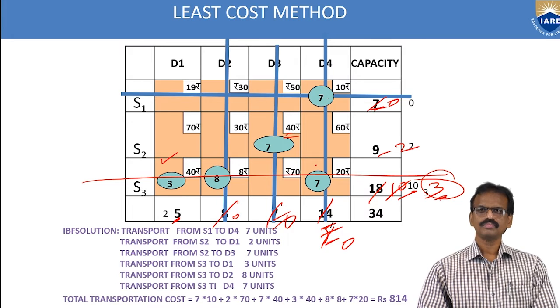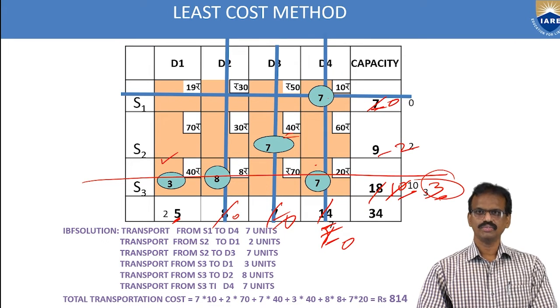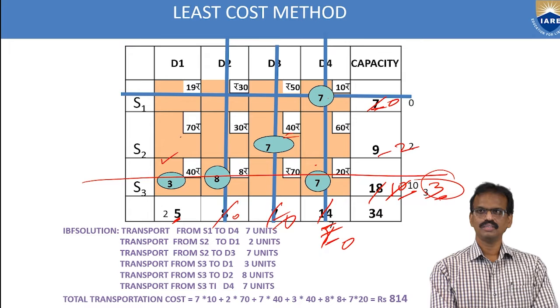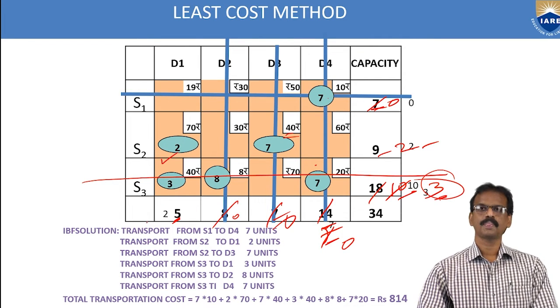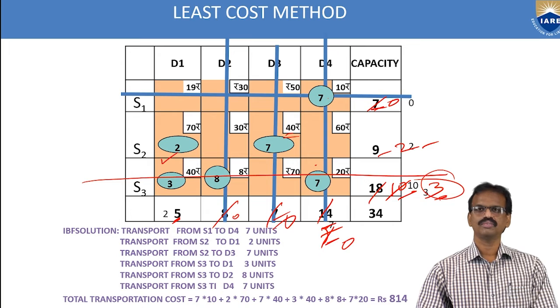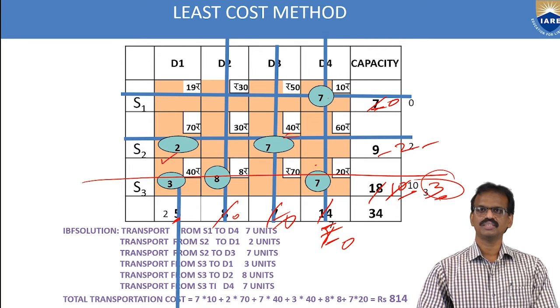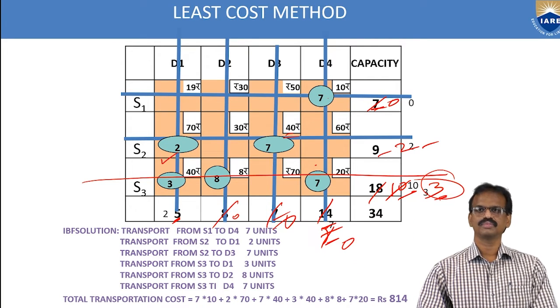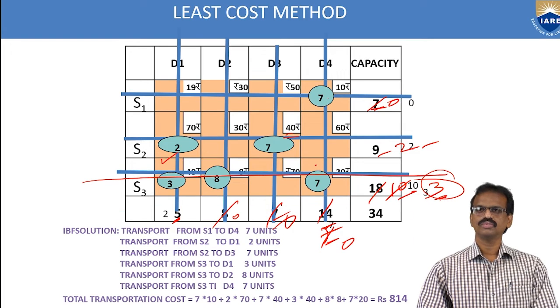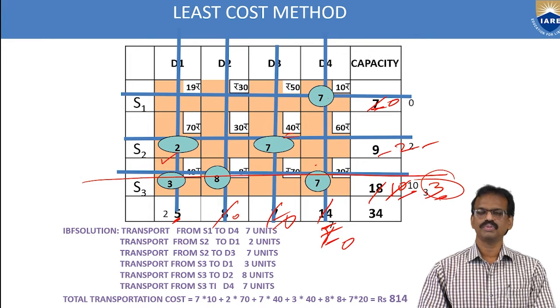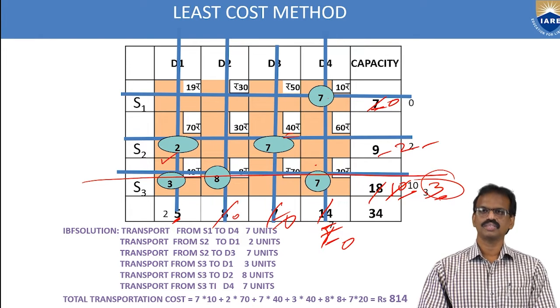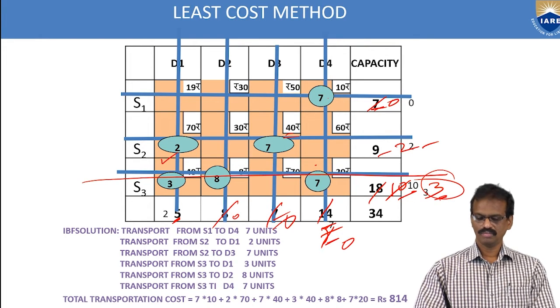Okay. So next, there is only one cell. So that is here 2, here 2. You can allocate 2 here. If you allocate 2 here, the remaining values will be 0, you can cancel all the columns. Okay. So in this way, we can solve any transportation model by the least cost method. Okay. So that is one method.